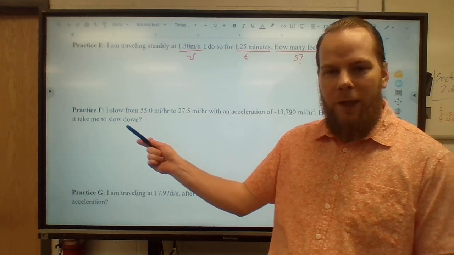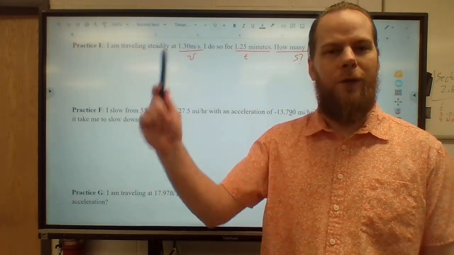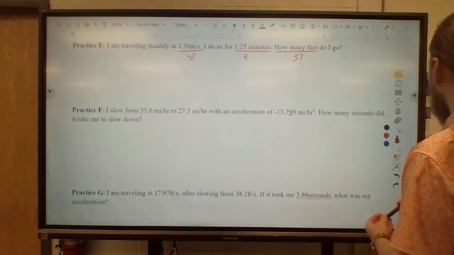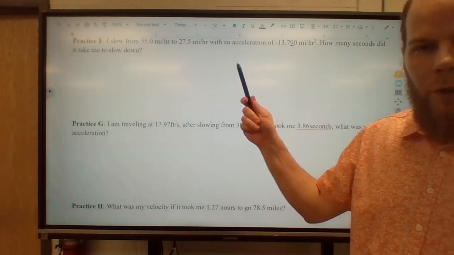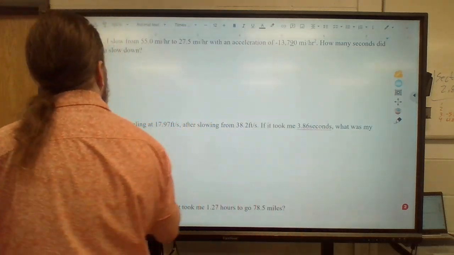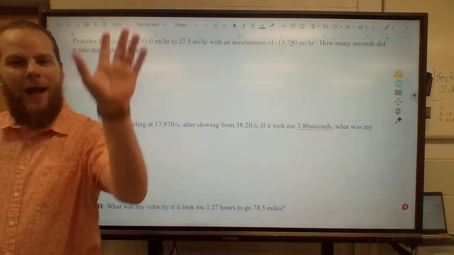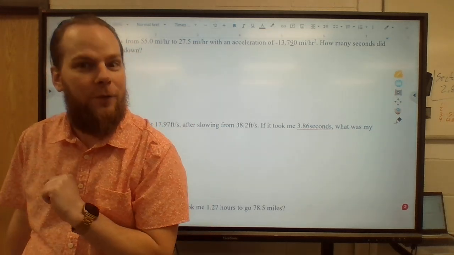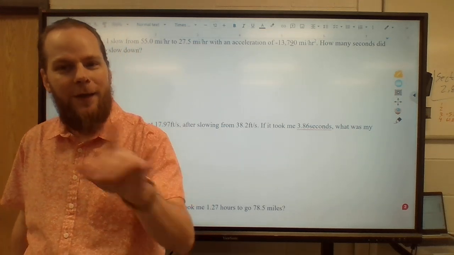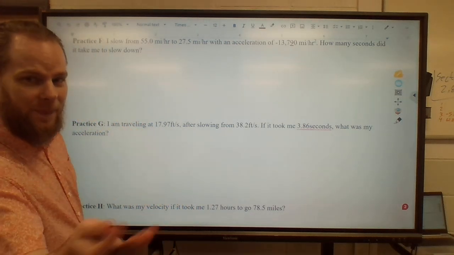Now let's do F here. Actually, I'm going to pause this, scroll down, and I can put all three of the other questions on the board at the same time. Pause. All right, so going through practice F, pause this and identify the values in F and figure out which kind of problem this is, and then I'll go through it. All right, time's up.